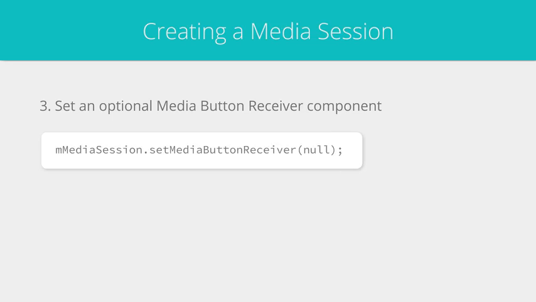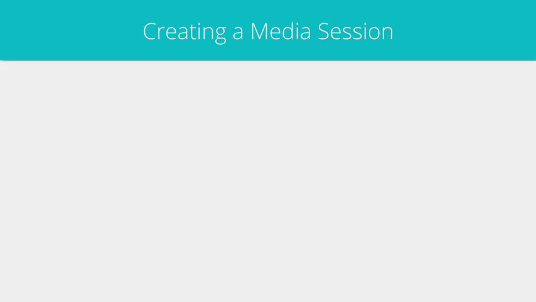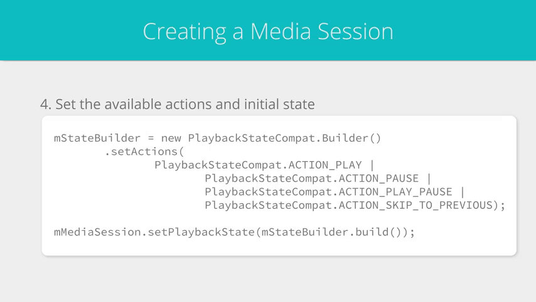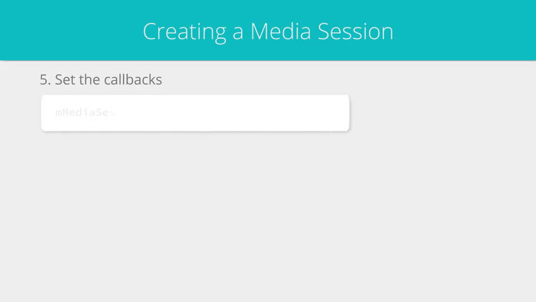In our case, we will set it to null since we don't want a media button to start our app if it's been stopped. For more information on media button receivers, check out the link in the instructor's notes. Number 4, set the available actions and initial state. In our case, we want to enable the play, pause, and skip to previous actions, as well as the play-pause toggle. Number 5, set the callbacks.